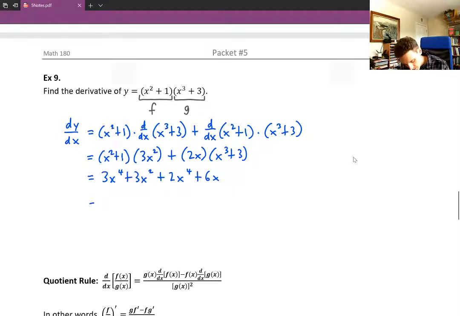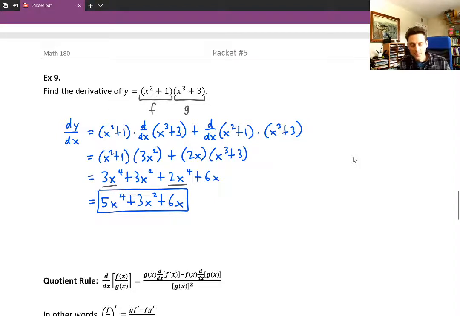And combine like terms. So here we've got a 3x to the 4th and a 2x to the 4th. And it looks like those are the only like terms. So we get 5x to the 4th plus 3x squared plus 6x. And so that would be your answer in a nice simplified form.